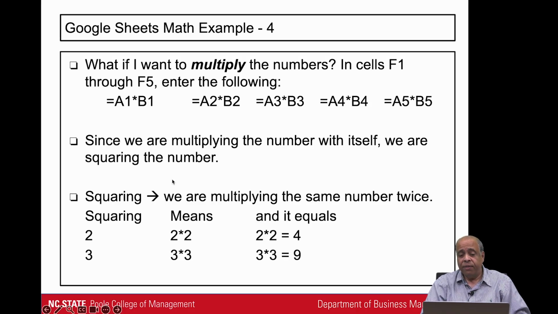Now, one of the things I would like to highlight here is what we are essentially doing when we do this multiplication. I am multiplying the number with itself. So basically you're squaring the number. Squaring simply means you're multiplying the same number twice. So if I'm squaring 2, that means I'm multiplying 2 with a 2, and the answer is 2 times 2, that equals 4. If I'm squaring a 3, I'm going to multiply the 3 twice. So 3 times 3 equals 9.